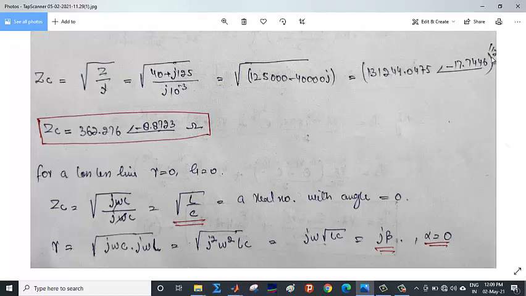That means this has to be divided by 2. That will be equal to minus 8.8723. So you need to keep this in mind that this ZC, or characteristic impedance, will always have a negative angle if R is present. If R is not present over here, you will see that this angle will be 0, because here the angle will be 90, and this angle will be less than 90 because of the presence of this resistance R.